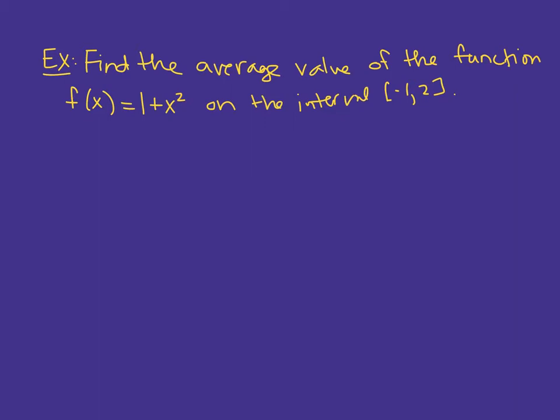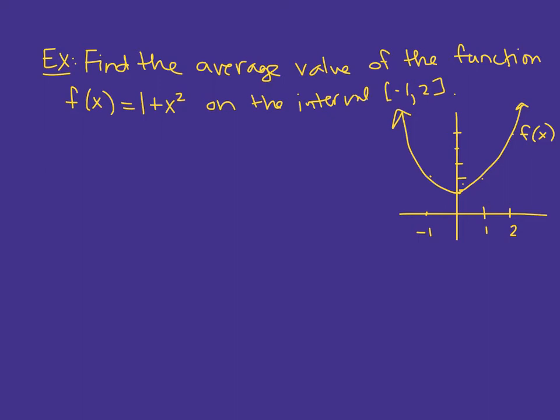So here we're going to find the average value of the function f of x equals 1 plus x squared on the interval from -1 to 2. And I always like having pictures. I think it's really, really useful and helpful. So I am going to draw a picture of this just so we have an idea of what we're actually looking at. This is a parabola. It has a y-intercept at (0, 1), and it's going to have points here and there. So it's going to look kind of like that. So that's my graph.